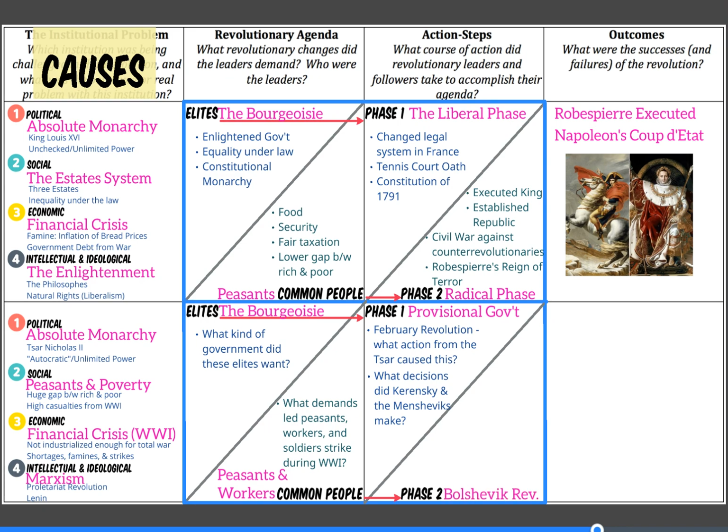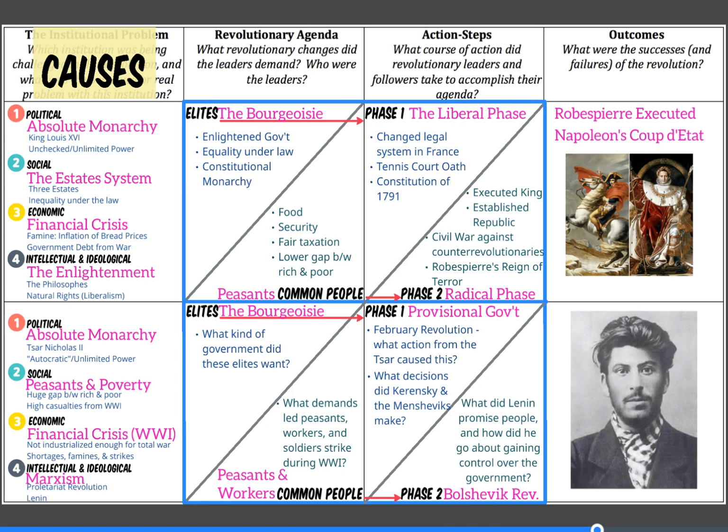But ultimately, the second phase of the revolution reflects the needs of the common people, and we call this the Bolshevik Revolution. It's sometimes called the October Revolution as well. And so the question for this box is, what did Lenin promise his people? And how did he go about gaining control over the government? Ultimately, Russia will wind up in the hands of this guy, who we'll talk much more about tomorrow.